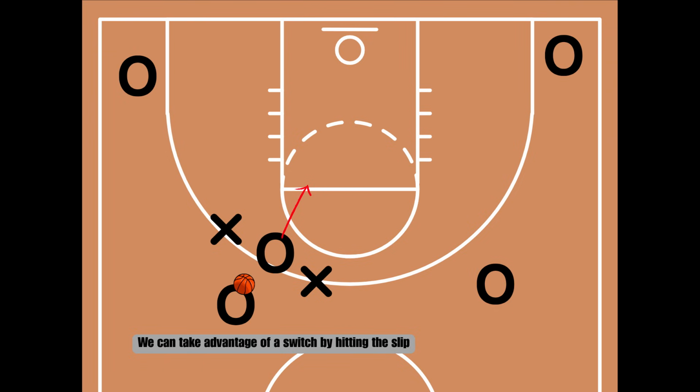The third way that they can guard a ball screen is by switching. And when they do this, we have two options here. Either we can hit the screener on the slip, so they're just going to slip right away, just like we talked about with an off-ball screen. But also, when they switch, it may create a mismatch for us. So another advantage to look at.